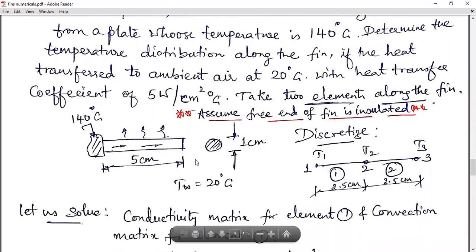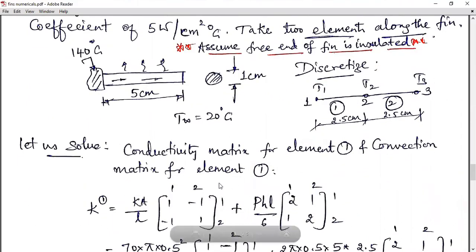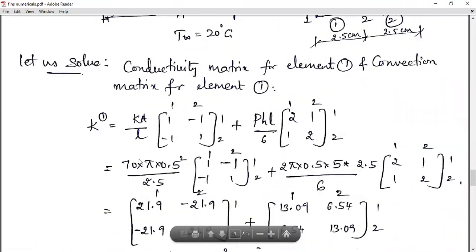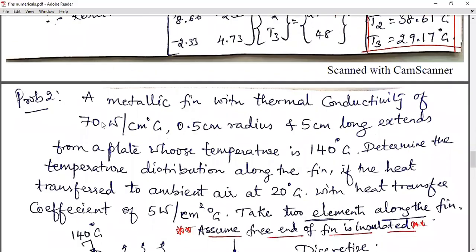So you have discretized this into 2 elements. You can discretize 3 elements, 4 elements. Only the size of the matrix increases. Now T1, T2, T3. First element 2.5 centimeter. Second element 2.5 centimeter. K1 you add. Same technique as the previous problem. So here K is 70. That is given in the data.